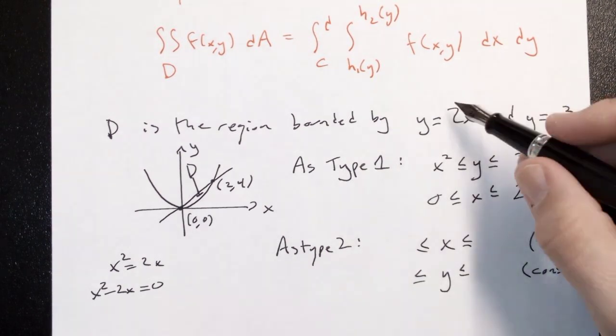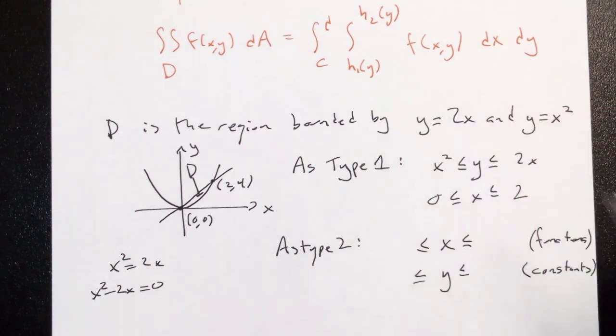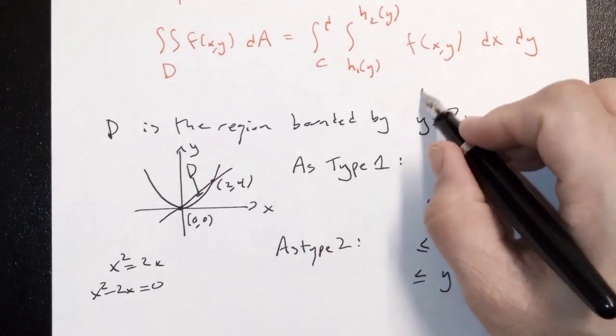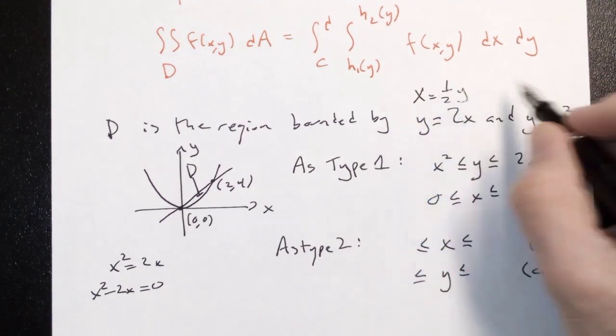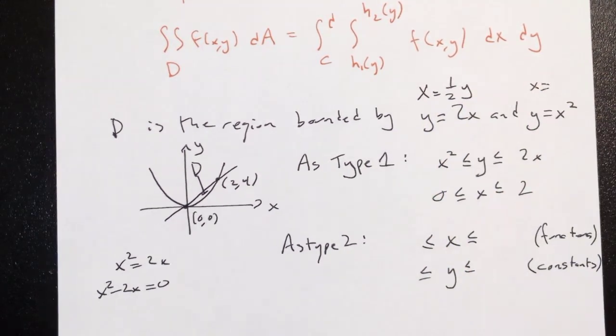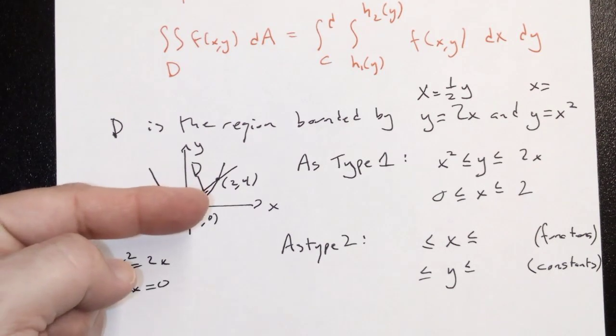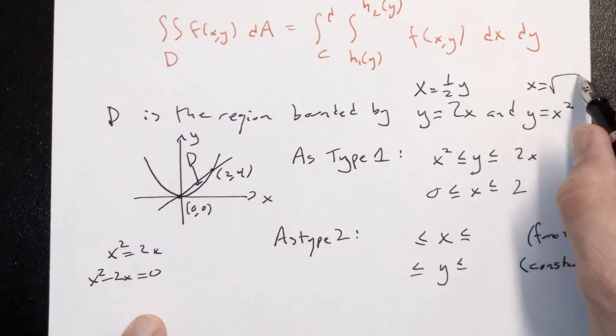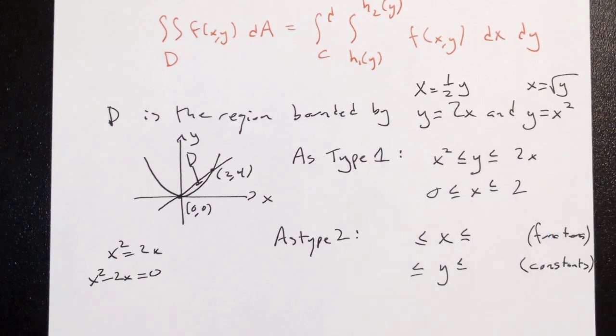So this equation right here, what's it get rewritten as? And this one? And because I'm on this side, I want the positive square root. So now, which of those is the left? Which of those is the right?